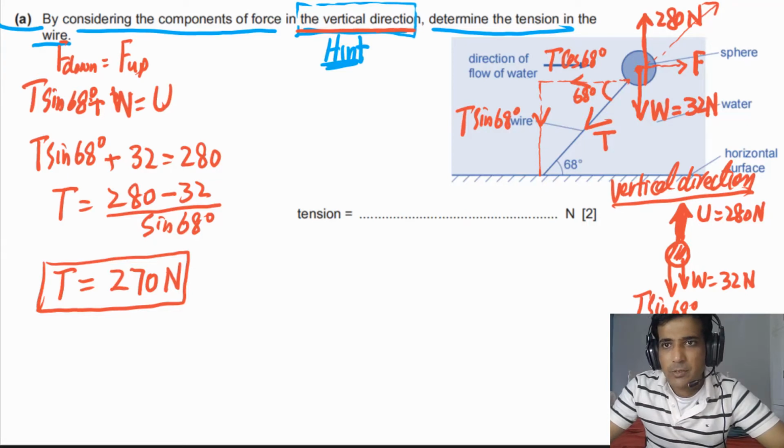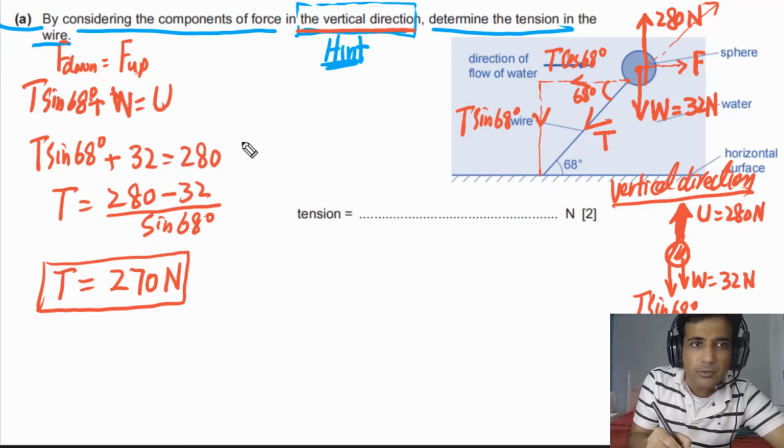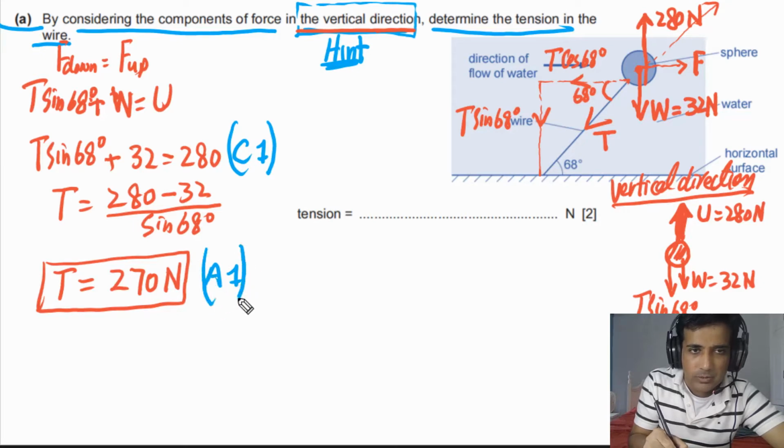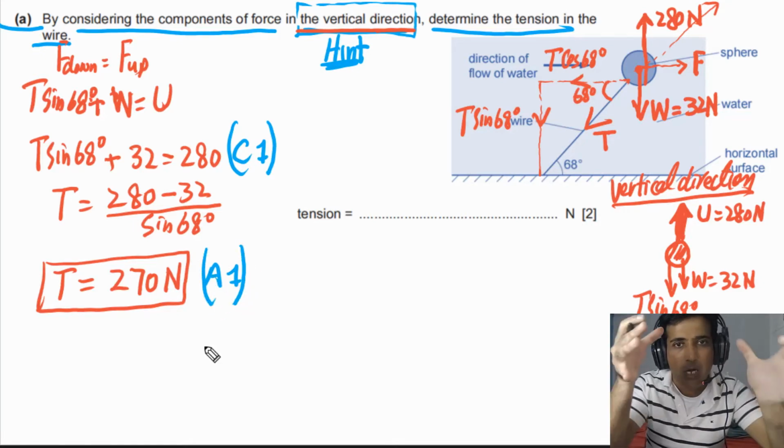This question has 2 marks. You will get the first mark, that is the C mark, if you have written this, and the second mark is the answer mark. If you have got the right answer, you will get the second mark. So this is how you can approach this problem.